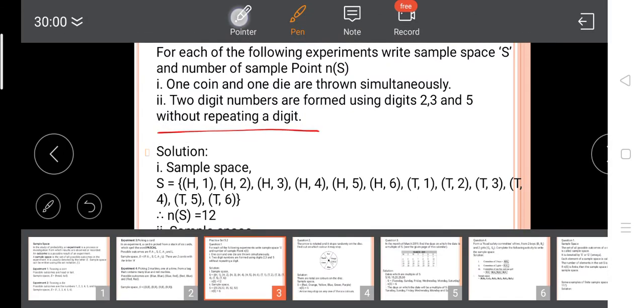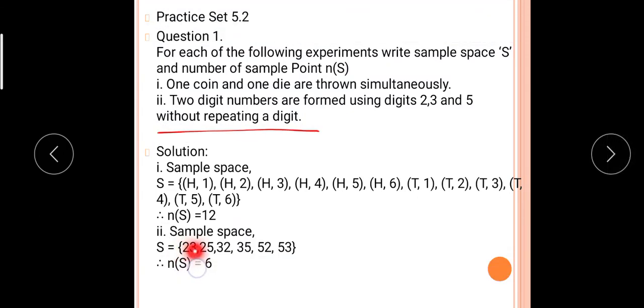Okay, so how to write it: 2 with 3, 2 with 5, finish. 3 with 2, 3 with 5, finish. 5 with 3, 5 with 2, finish. So how many are there? 6. So n of s means number of outcomes, number of elements of the sample space. So here shortly you can say number of sample space.